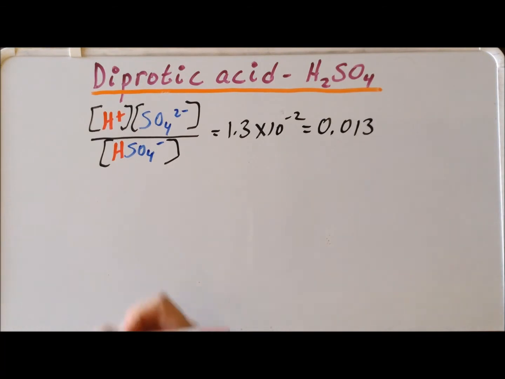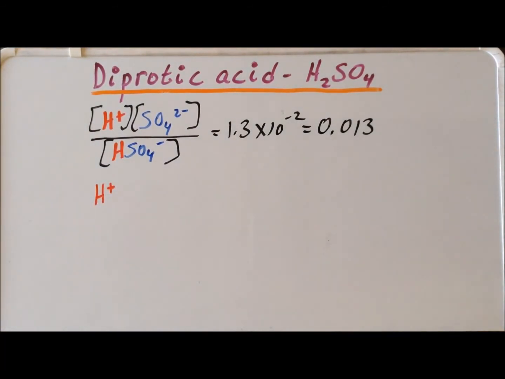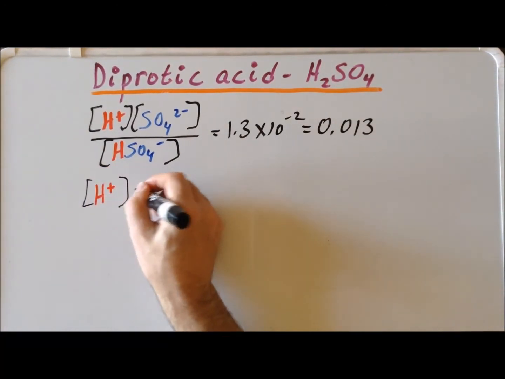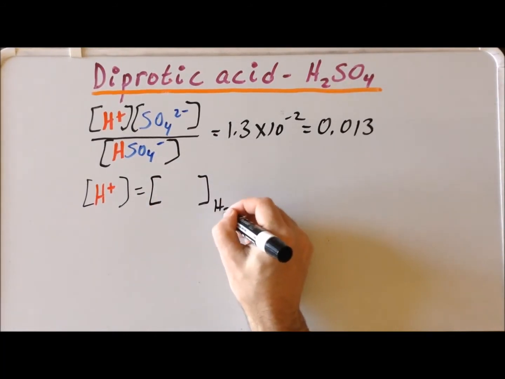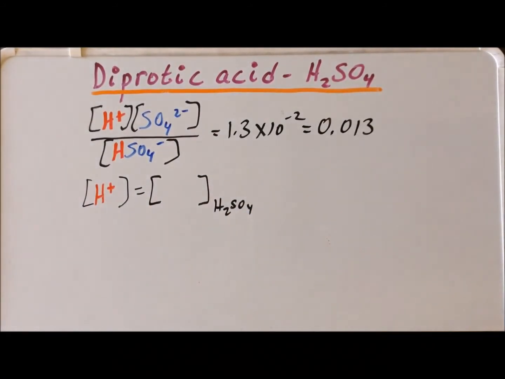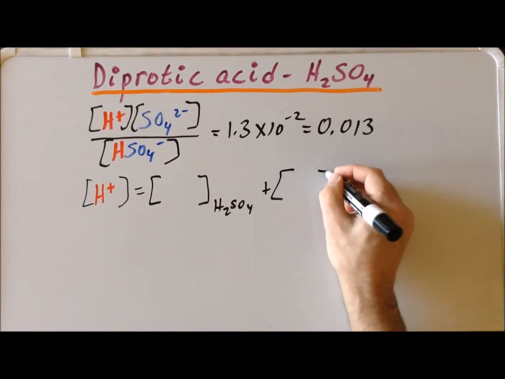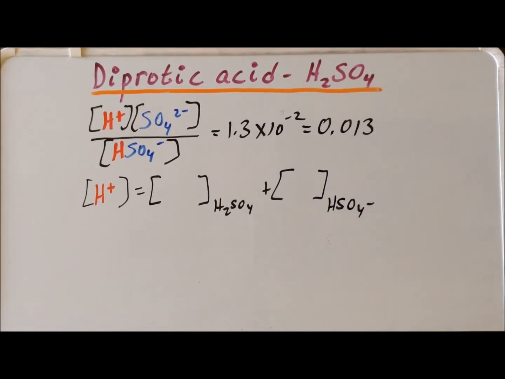So let me write that out explicitly, so that the total concentration of H plus we get from the amount of H plus we got from the sulfuric acid in the first step, plus the amount of H plus that we got from the dissociation of bisulfate.